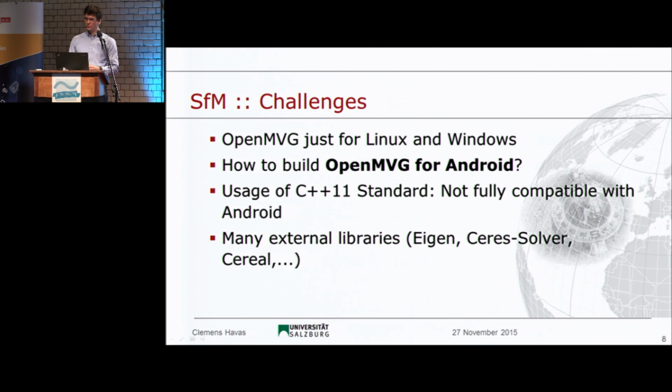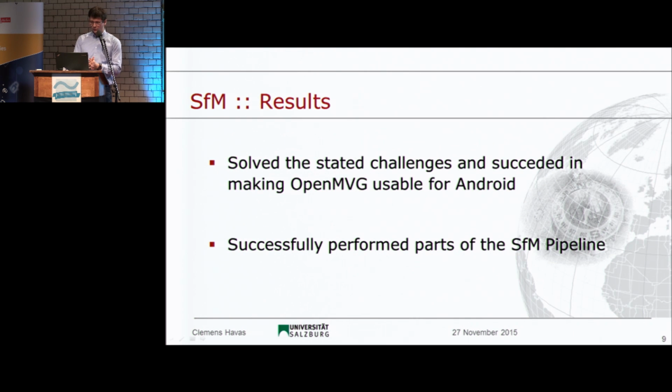And the last challenge would be that it also has a lot of dependencies, like Eigen, the Ceres solver, and others, and this could always be a spot which could be a problem in the end. But we succeeded in making OpenMVG usable for Android and solved the stated challenges and successfully performed parts of the structure from motion pipeline.